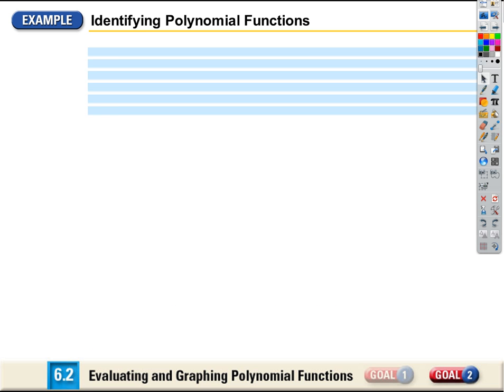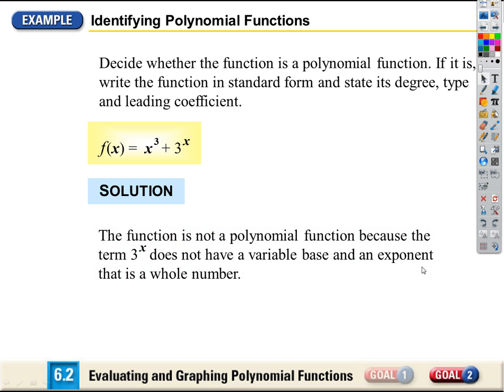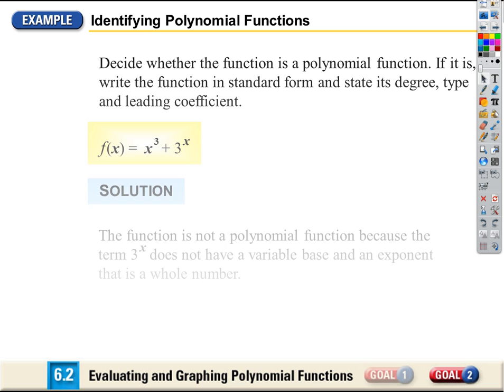Okay, what about this guy? Something looks odd there. What's odd? Okay, that exponent. I can't have a variable in the exponent and have that be a polynomial. It's something different, right? That's an exponential function. So that one, we can see there's something that doesn't fit the mold. That's not a polynomial, okay? Because it has that variable in the exponent.